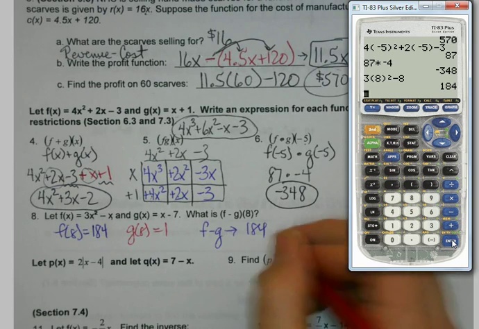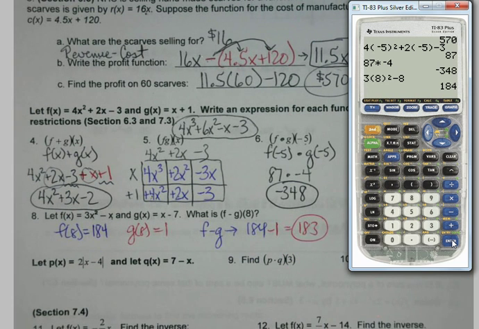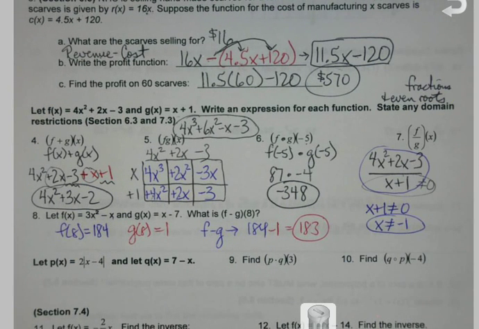184 minus 1 is 183. And again, I'd get the same thing if I went ahead and combined those to get 3x squared minus 7, and then just plugged that in that way. Again, it's the way that you are most comfortable with. Everybody's got their own thing.